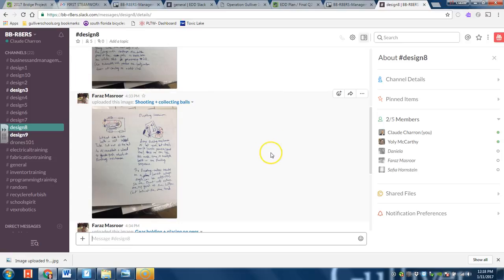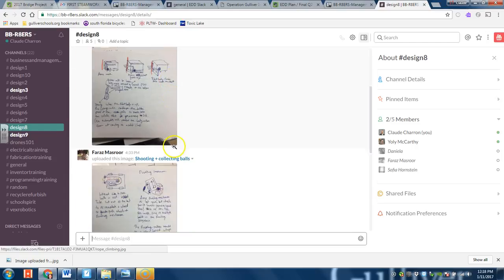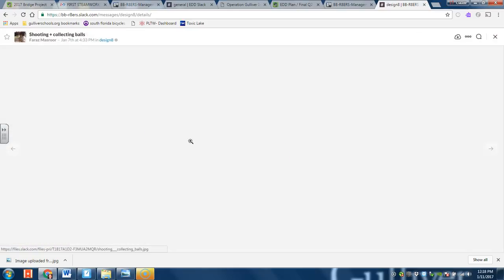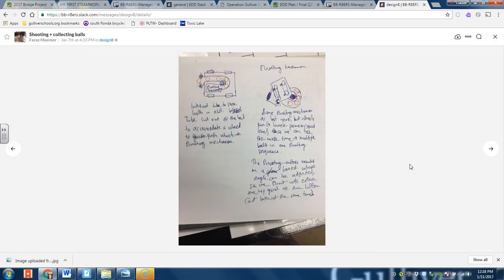This is number 8. Me, Sophia Hornstein, and Danny Diaz. So, our design hasn't changed that much. Basically the same as last time, we're going to have an intake tube. So it's going to look, it helps to have a mental picture of last year's robot.